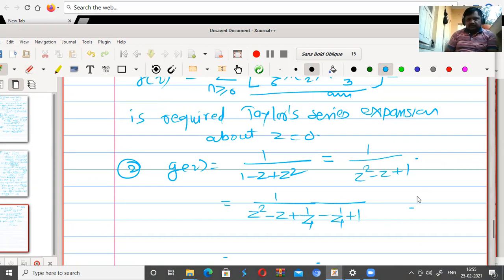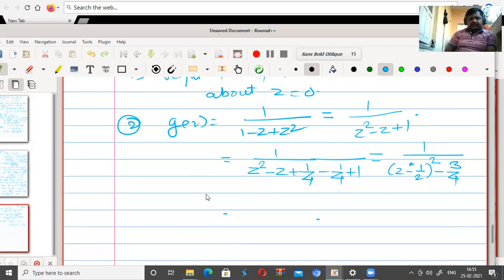This is equal to 1 upon, this is nothing but now (z minus 1 by 2) whole square. And what about here? Minus 1 plus 4, that is minus 3 upon 4. What is it? It is equal to 1 upon (z minus 1 by 2) whole square minus (square root of 3 upon 2) square.